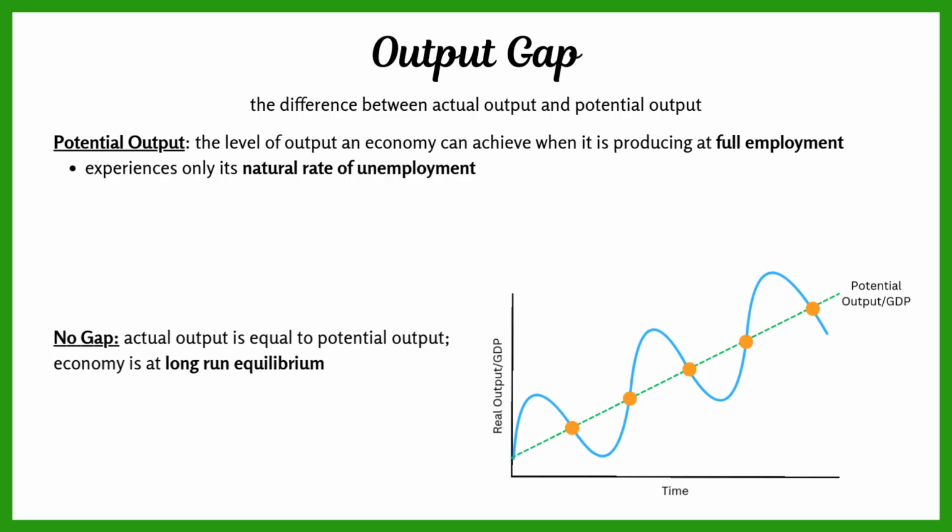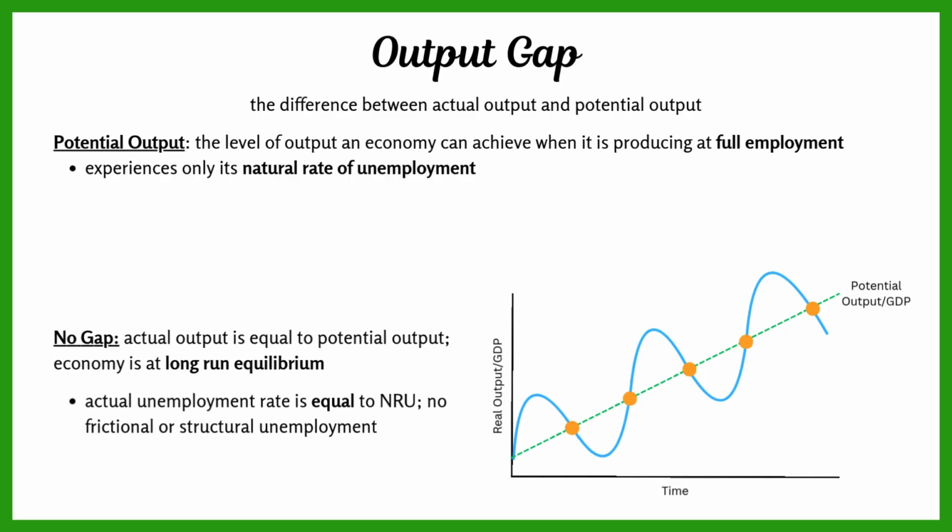When there is no output gap and the actual output is equal to potential output, the economy is at what's called long-run equilibrium. The actual unemployment rate is equal to the natural rate of unemployment, meaning there is no frictional or structural unemployment.